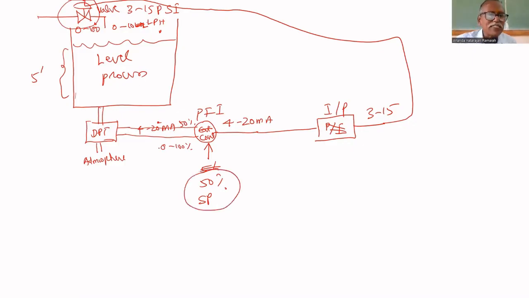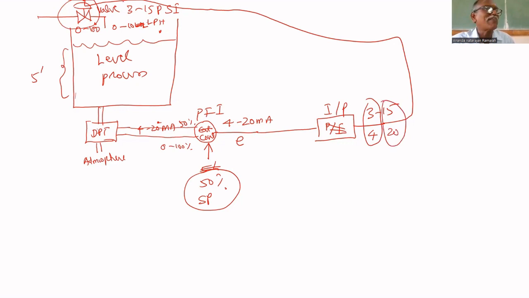The actual level is measured by the DPT. Whatever the actual level is, it is given to the controller. The difference between the two is the error. That error signal we are getting in terms of 4 to 20 milliamps. The controller gives 4 to 20 milliamps, which is given to the I to P, because this 4 to 20 milliamps will not work in the level valve. For the valve we need a pressure signal to adjust its opening. That's why 4 milliamps corresponds to 3 psi, and 20 milliamps corresponds to 15 psi pressure.